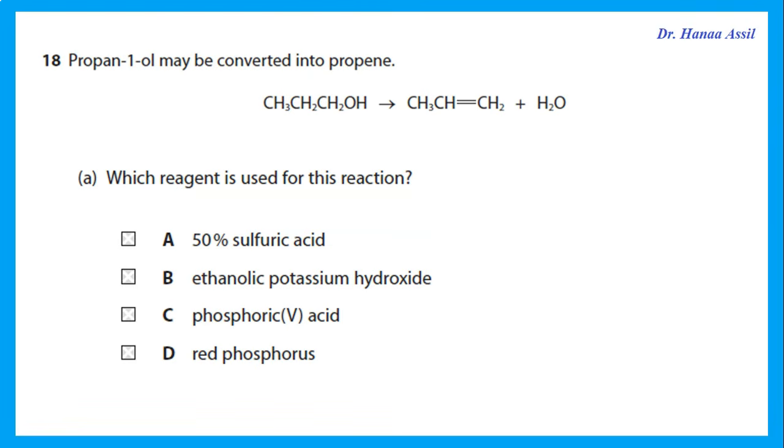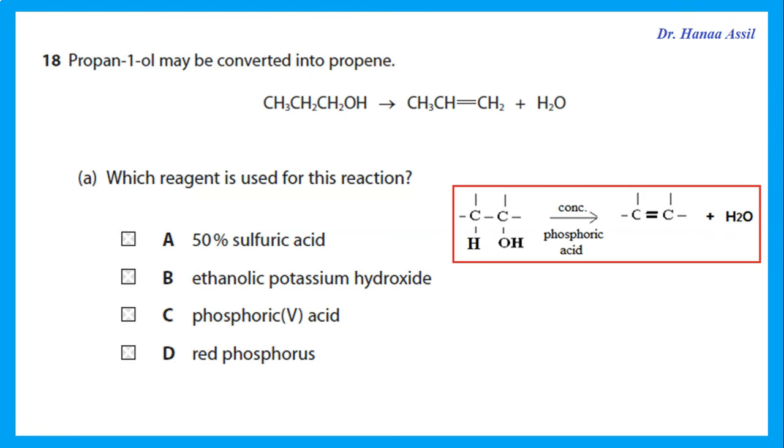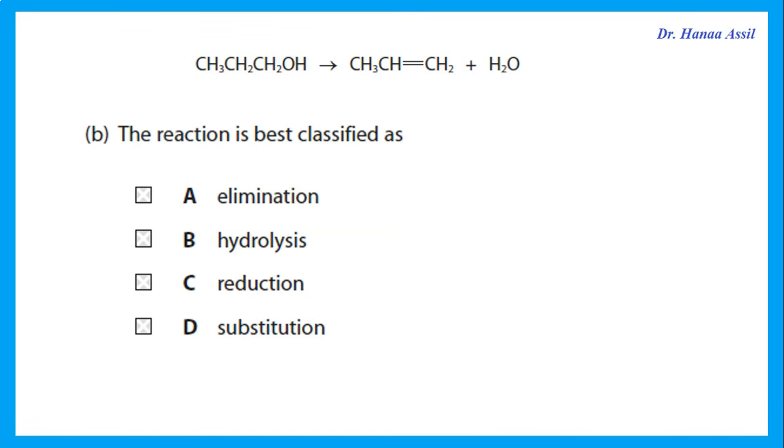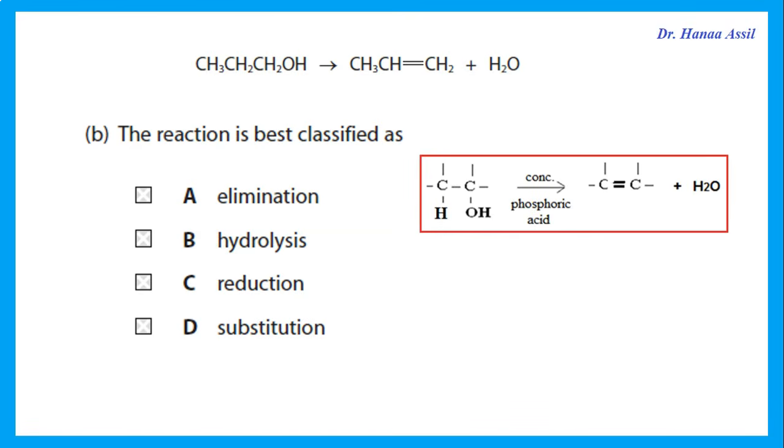Propan-1-ol may be converted into propene. Which reagent is used for this reaction? If I have an alcohol and we change it to an alkene, we use concentrated phosphoric acid. This would remove the H and OH and put in a double bond. So what type of reaction is this? Again, if we're removing H and OH and forming a double bond, this is an elimination reaction.